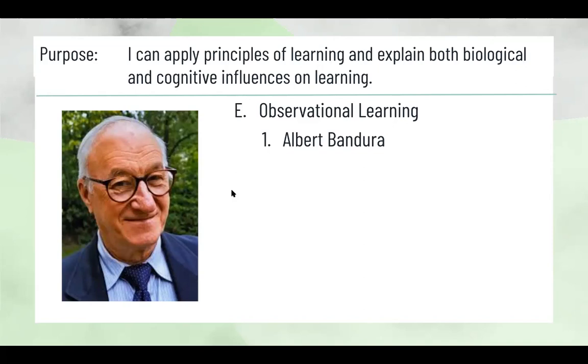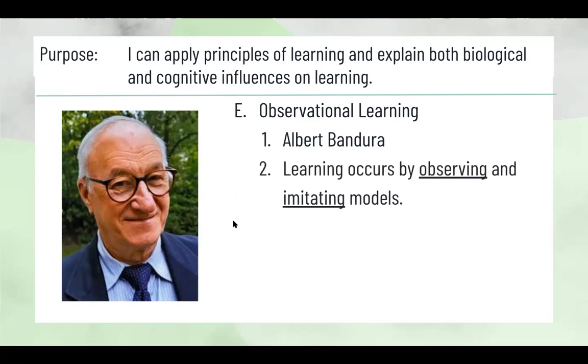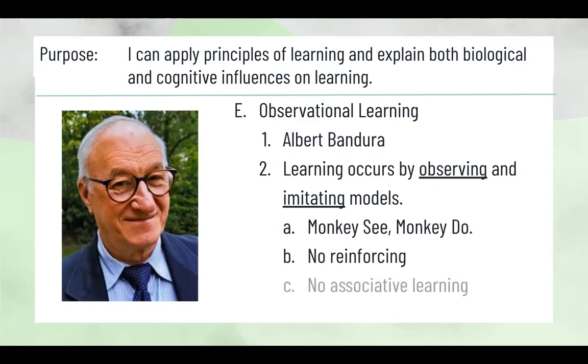So I had talked about how for 4 decades we had Watson and Skinner dominating psychology. It was all the environment, it was all behavior. Well, Bandura is the one who came along and did this experiment on observational learning. And what this experiment shows is that learning occurs by observing and imitating models. So what that means is that there's no associative learning. There's no reinforcing. It's essentially monkey see, monkey do. I observe something and then I imitate it. Again, learning occurs by observing and imitating models. There's no reinforcing. And this is showing a cognitive process.